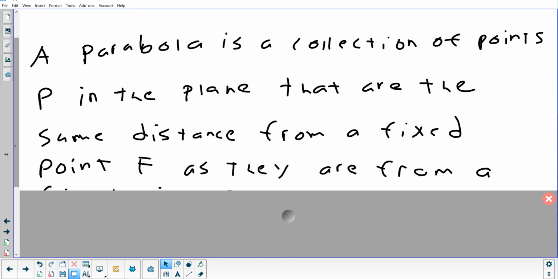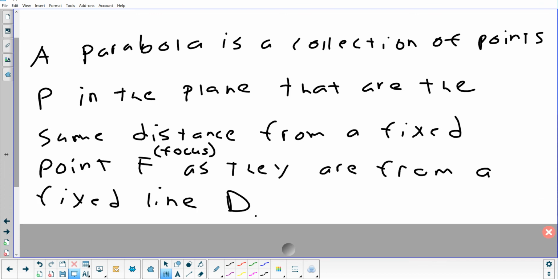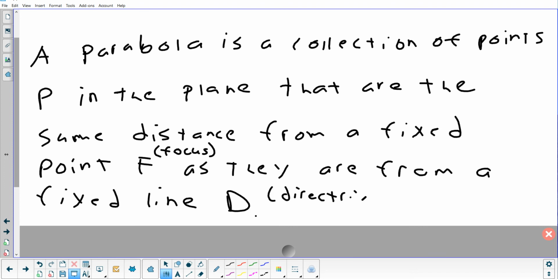So it's a collection of points that are equidistant from a fixed point we're going to call F, which stands for the focus of the parabola, as they are from a fixed line we're going to call D, which stands for the directrix. So every point on a parabola, if you measure the distance to its focus and to its directrix, those two distances will come out exactly the same.